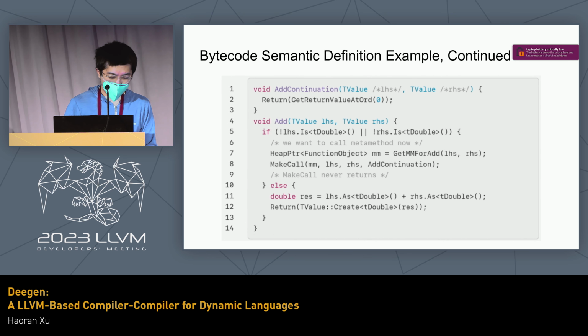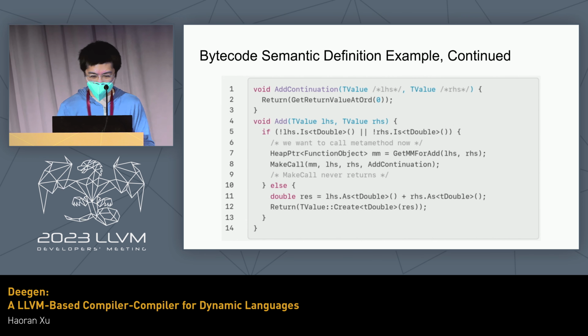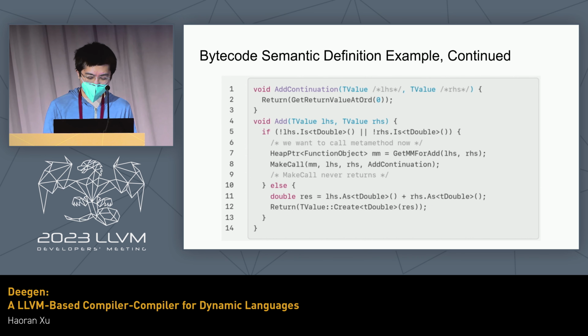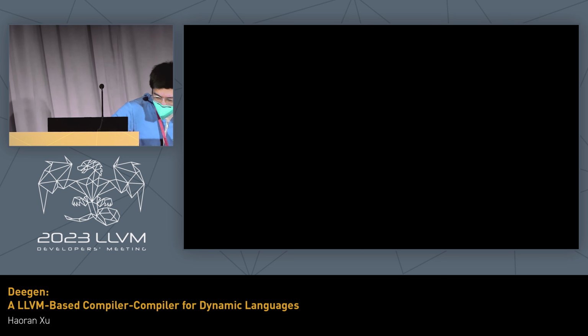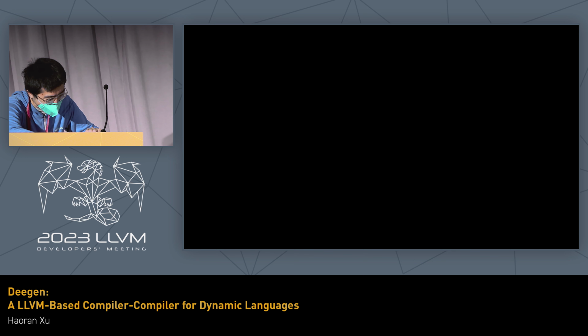Now let's take a look at a slightly more complex example. And here, at the time we check LHS and RHS type, if it's not a double. Wait, what? Wait, I've connected the battery.